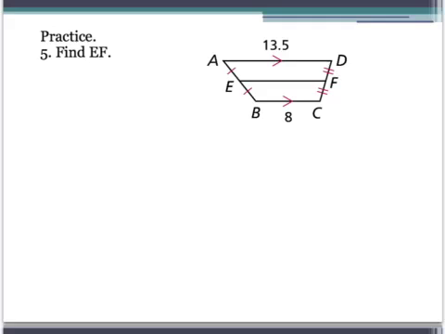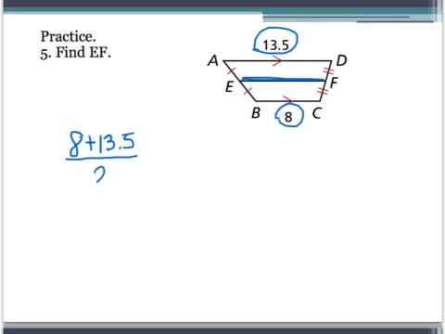Okay, practice problem number 5. It says find the length of EF. Well, EF is just a midsegment. And the length of the midsegment is an average of the length of your bases. So I want to find the average of 8 and 13.5. How do you find average? You add up the values that you have and then divide by how many numbers you have. So I have 8 plus 13.5. And I have two numbers, so I'm going to divide by 2. We end up with EF being the length of 10 and 75/100ths.